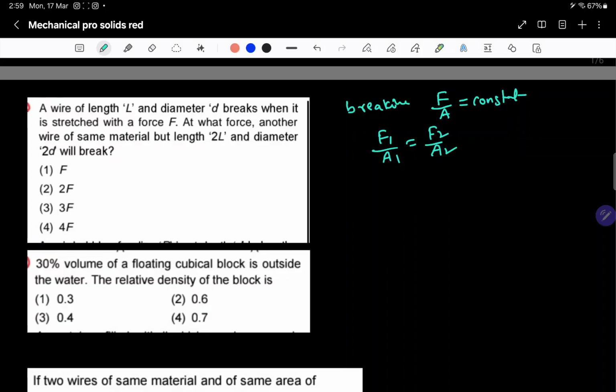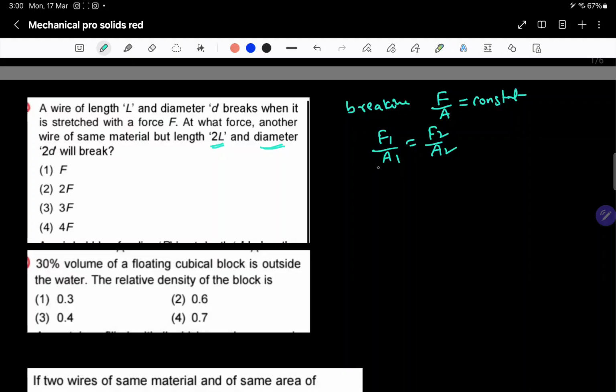Here length is doubled, but breaking stress, students, very first point, breaking stress does not depend on length. Breaking stress depends on what? Area of cross section, meaning radius and diameter. So diameter 2D is given, length double is given, but even with length doubled, breaking stress does not depend on length of the wire. Very important. Note this point, students. I told whenever I am stretching, that point is very important.